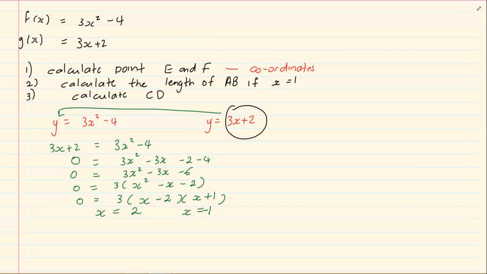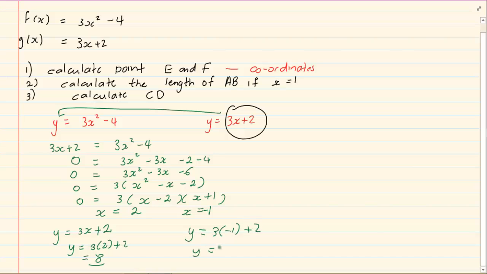Knowing your simultaneous equations, you know in order to get your y, you can go back to any of the originals. So we can say y is equal to 3x plus 2. So we have y is equal to 8, and then we do it again. y is equal to 3 times minus 1 plus 2, which gives us minus 1. So what is our coordinate? Our coordinates are 2 and 8, and then it is minus 1 and minus 1.